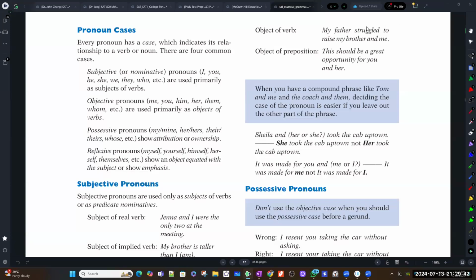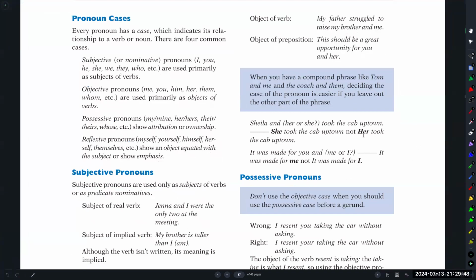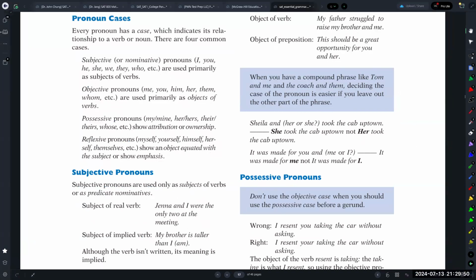Pronouns. But now you'll have your own beef with pronouns. All right.